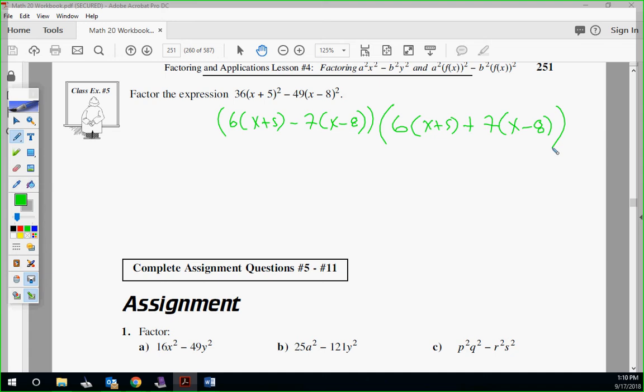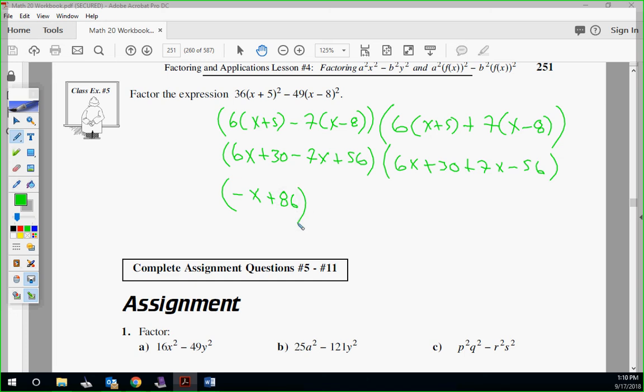Now we have to just get like terms. Right? Square root of 36, 6. X plus 5, 7, 8. Okay. So this is 6x plus 30 minus 7x plus 56. Then it's 6x plus 30 again, plus 7x minus 56. And now like terms. 6 minus 7, negative 1. 30 plus 56, 86. 6x and 7x, 13x. 30, negative 56.